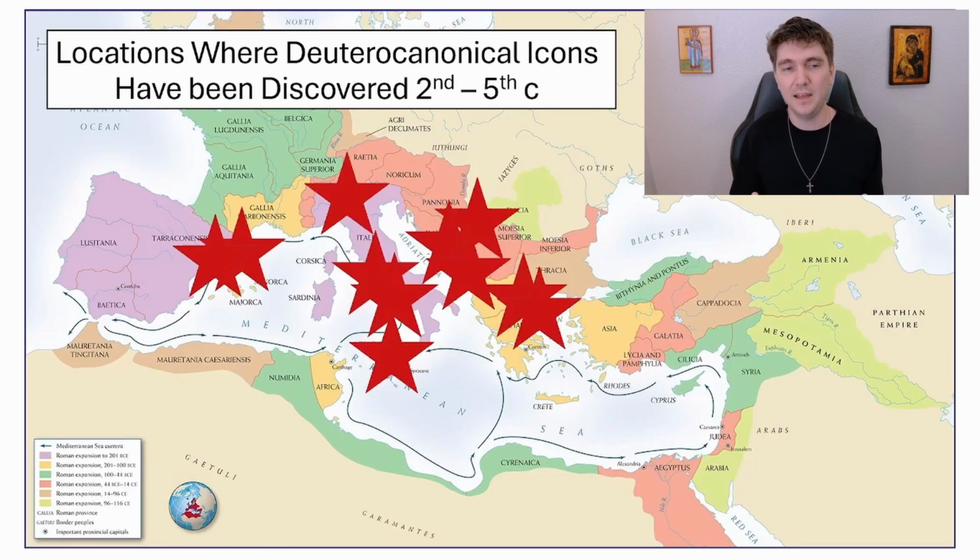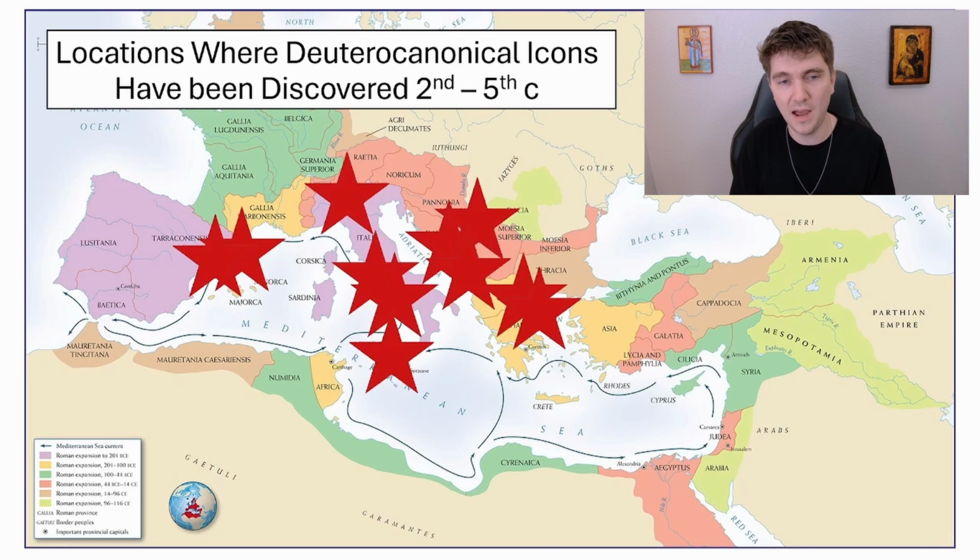This map is marked with locations where Deuterocanonical icons have been discovered. You'll see they're dispersed throughout the empire, and it's not isolated into one place. So there wasn't a local tradition of using the Deuterocanon, just like Origen said. It's in use in all the churches. These stars are marking locations where images of Tobit have been discovered, the Prayer of Azariah, scenes of Judith, and so on.